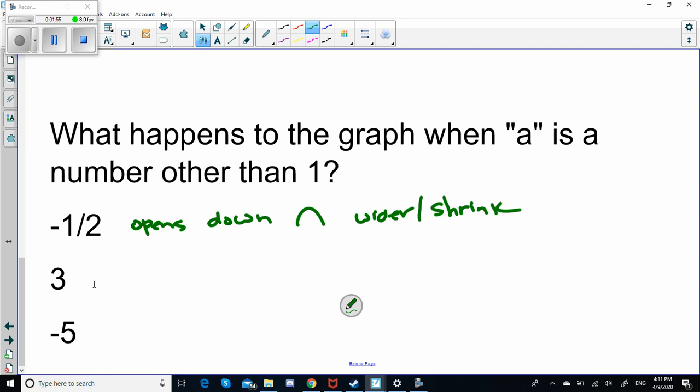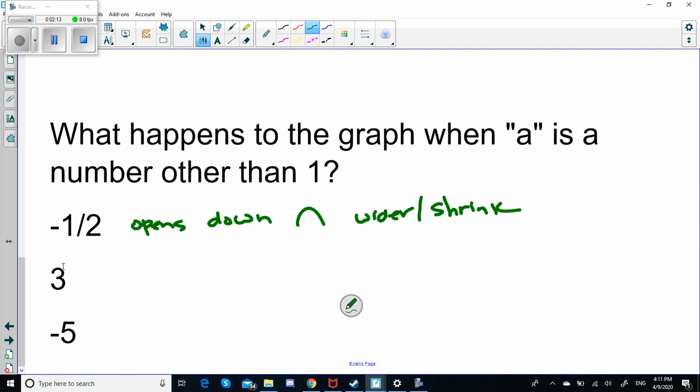Okay, so now you click pause and you try these two. Does it open up or down? Is it a shrink or a stretch? Is it wider? Is it narrower? That kind of thing. I want you to be able to tell me that just by looking at the A.